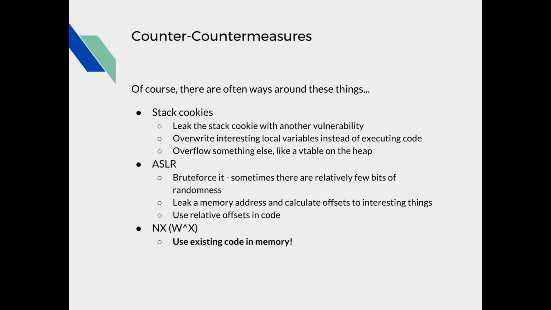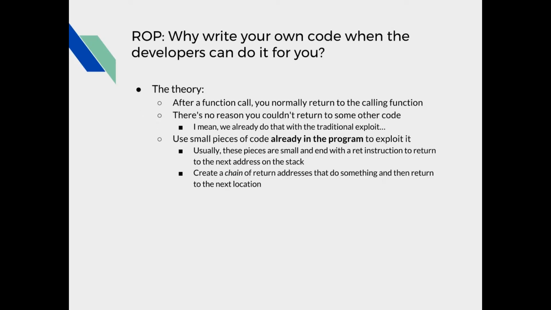And then NX. Just use existing code in memory. Your program's got some code in there, so let's just take advantage of that. And that's how we get into ROP. So the theory kind of is, you can return, usually you've got that return address returned to a function normally.